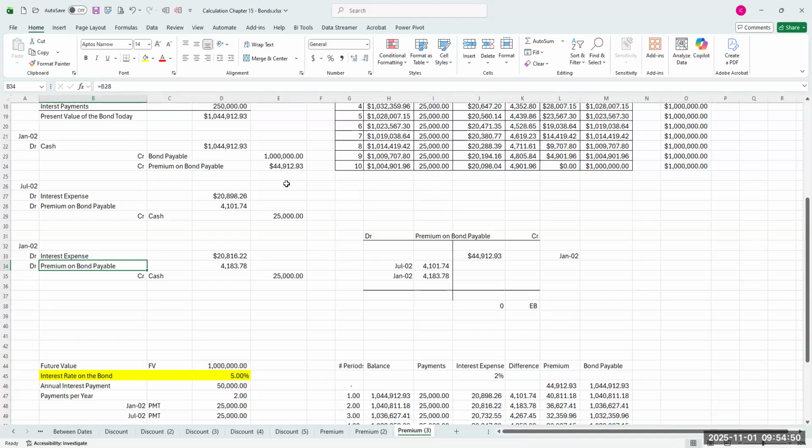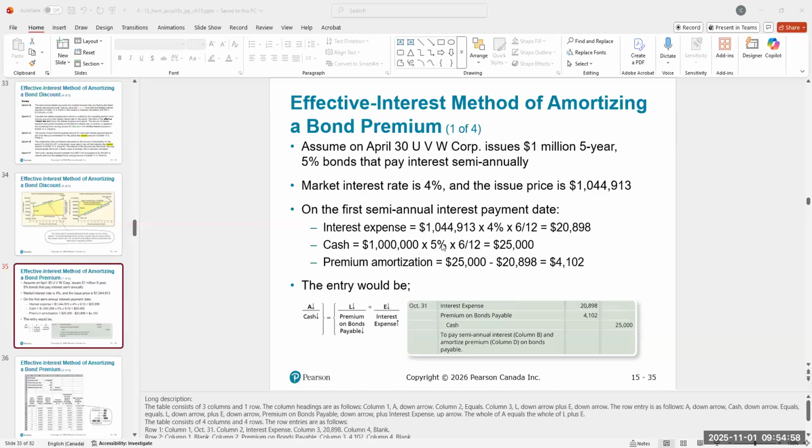Now let's go back to the slides. Let's stop sharing this and go back to the slides. Again, that's our premium. This is the journal entry. Now they changed here again, the premium is, so this is the cash that we're going to get. So every time we pay the interest, 25,000, we're going to have our interest expense and we're going to amortize the premium of the bonds.